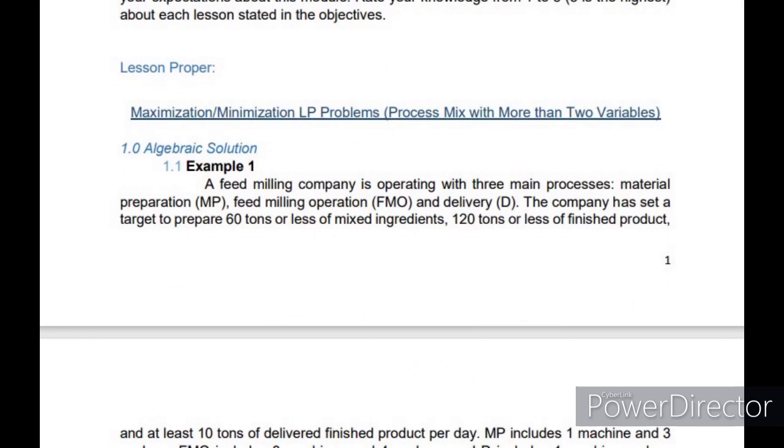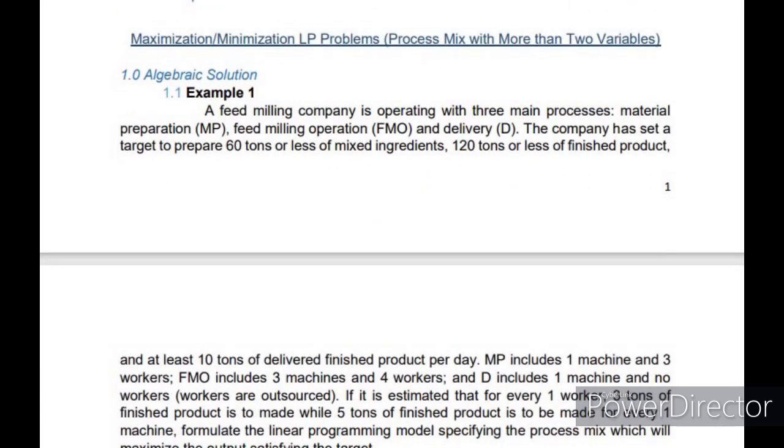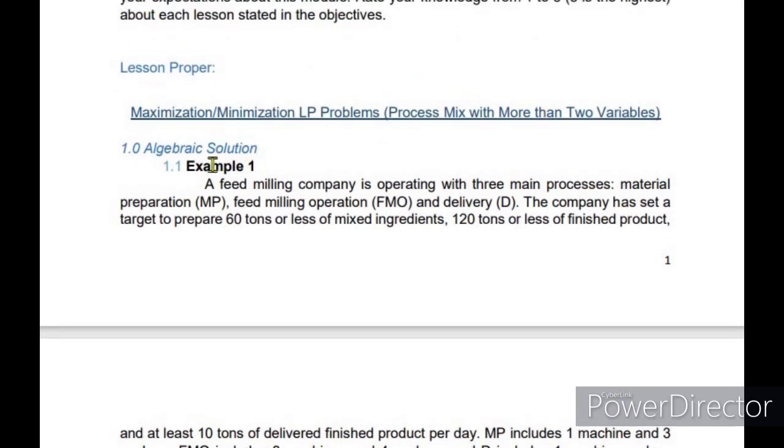Next, for the lesson proper: maximization or minimization of LP problems, process mix with more than 2 variables. 1.0, the algebraic solution. For example 1, we have a new problem here.